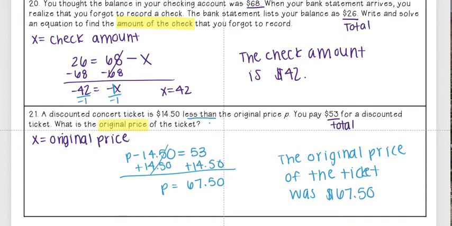And it said he paid $53 for a discounted ticket, and you wanted to look at what the original price was. So my equation I came up with was P minus $14.50 equals 53. And to solve for P, I just added $14.50 to both sides.